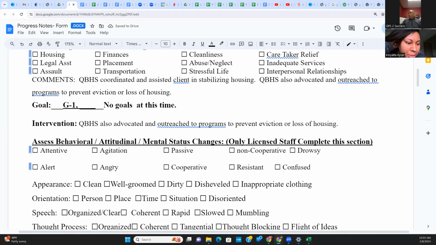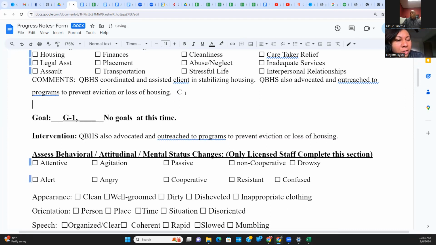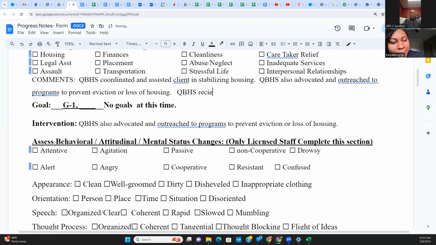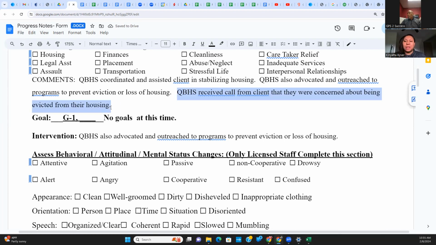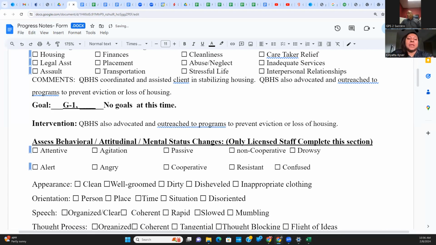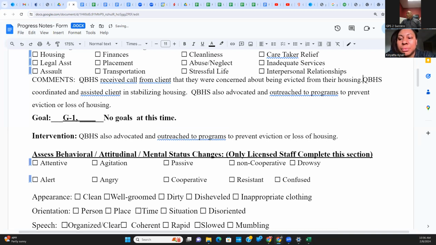I will put comment: client QBHS received call from client stating they were going to lose their housing. Yep. They were unable to pay their rent or something, or they were looking at eviction, they got an eviction notice or something. Yep. I think our hardest part will be keeping the details out of it that are not needed, like you said, the Medicaid code. We don't want to overshare, but we want to follow the rules of the state code. Yeah, that's what we're going to need help with a lot.